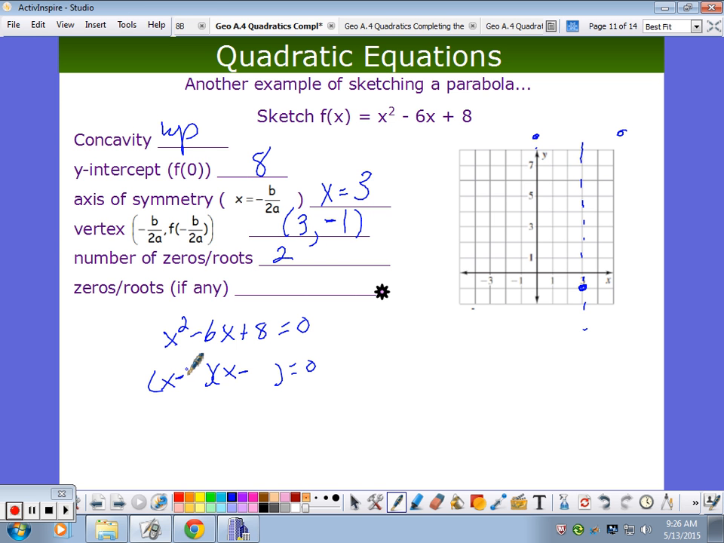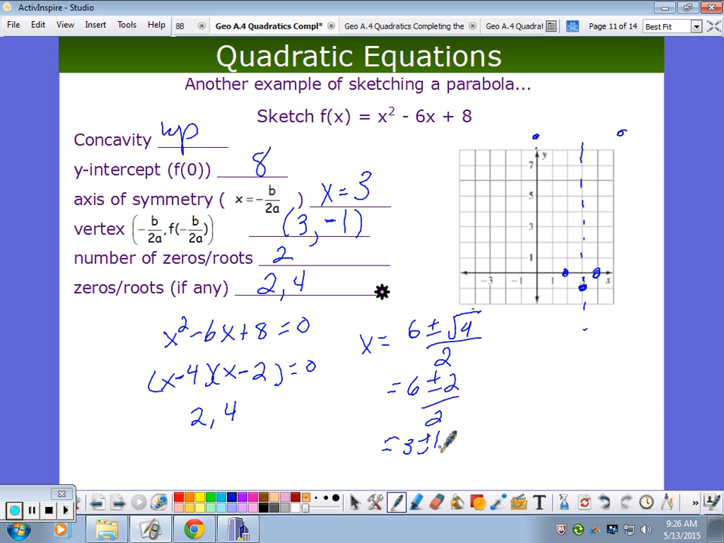Okay, so let's see. This one is now 4 and 2. So x is 2 and 4. The factoring method. And we just did, believe it or not, we did this with the quadratic formula. 6 plus or minus came out to square root 4 over 2. We also got 6 plus or minus 2 over 2. 3 plus or minus 1, 2, and 4. All right, catching myself up here. Quadratic formula. Completing the square.